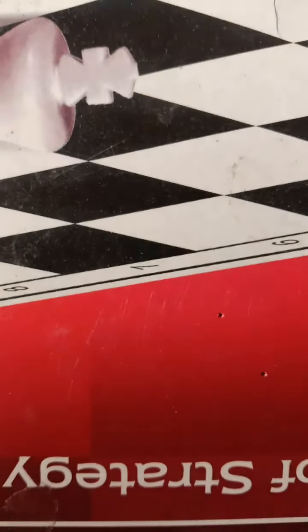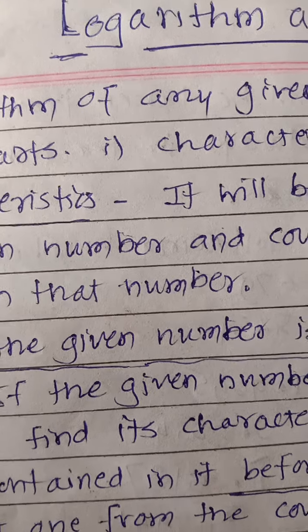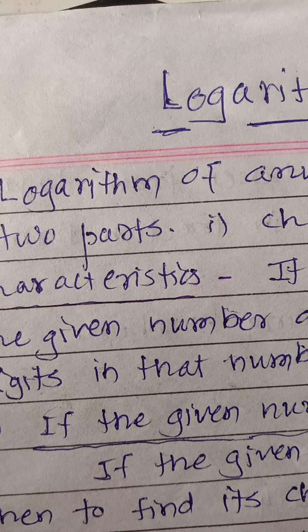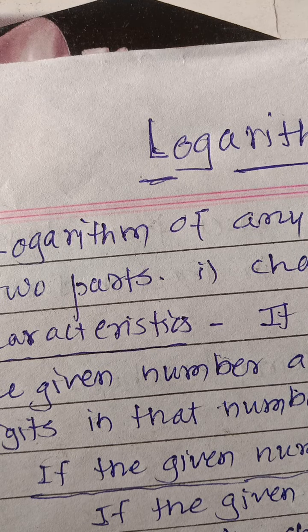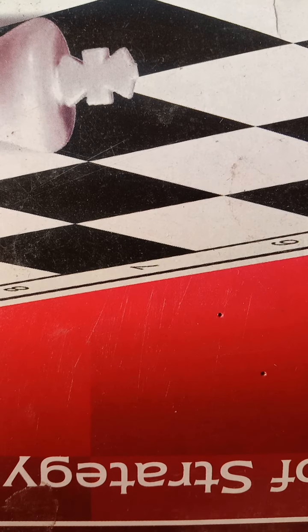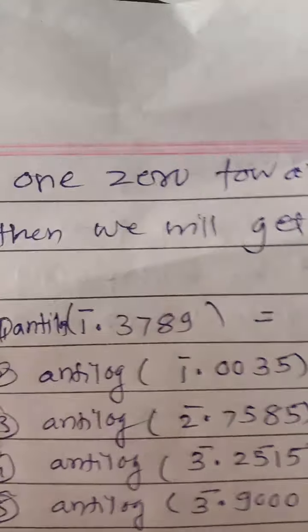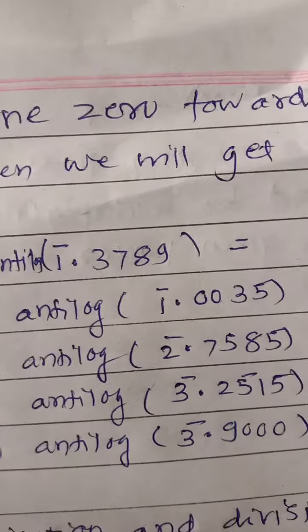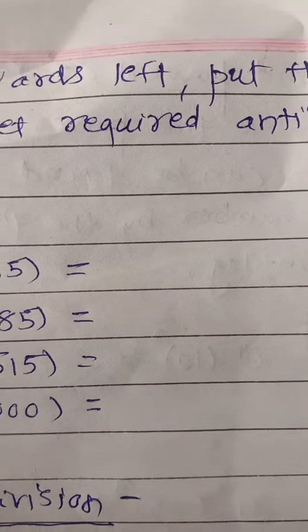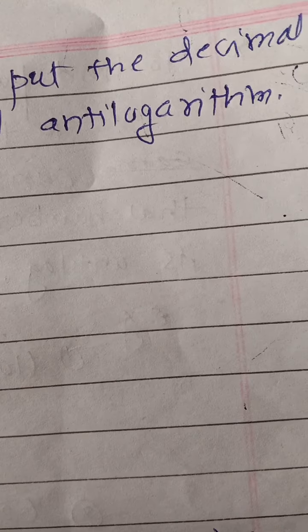So if the characteristic is negative, then we will have to put the number of zeros equal to the characteristic, leaving one zero on the left side, that is leaving 1 zero towards the left of the decimal point. The decimal point will then be put, and then we will get the required anti-logarithm.